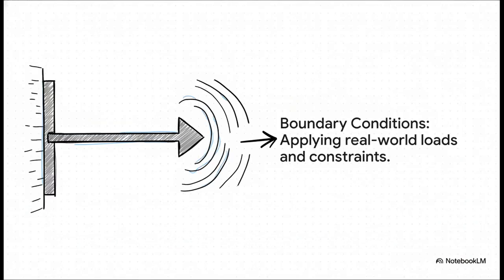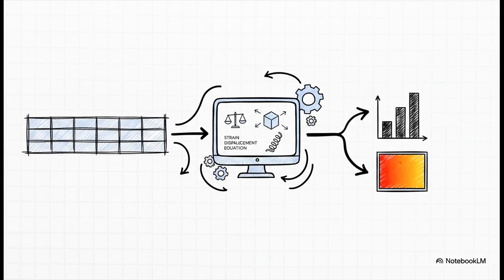Step 3. Applying the boundary conditions. This is where we tell the simulation what's happening in the real world. So for our bar, we're going to lock down the left end so it can't move at all. And then we're going to apply a pulling force, a load, to the right end. Simple as that. Step 4 is easy for us.